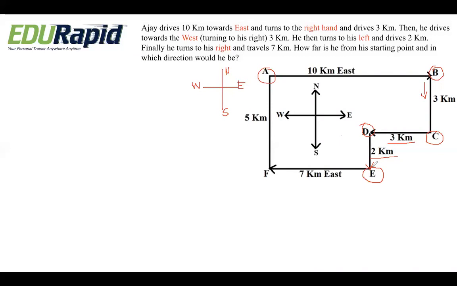From here, it says he turns to his right and travels 7 kilometers. Facing south, if you turn to your right, you keep going to west. So when you go 7 kilometers, you reach point F.